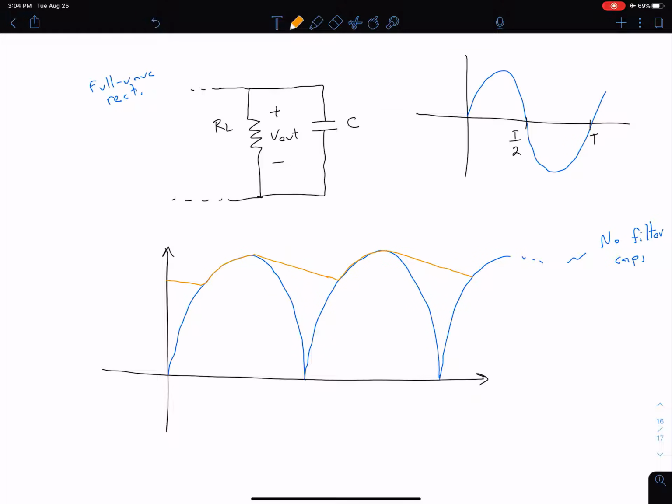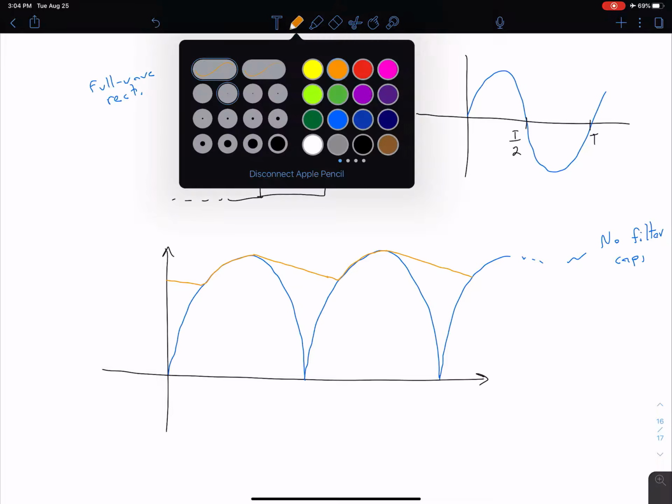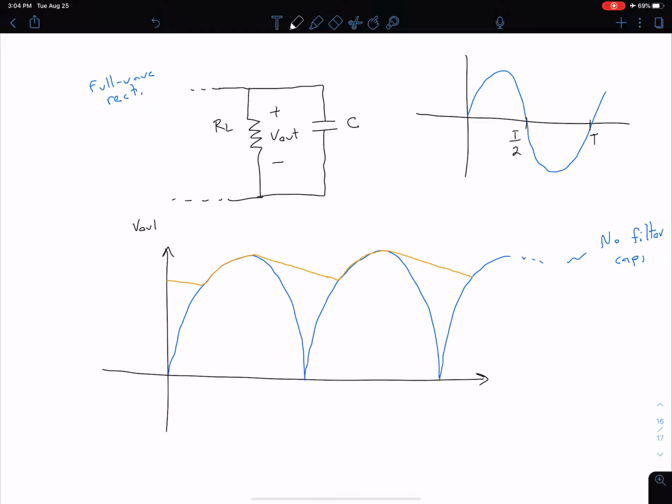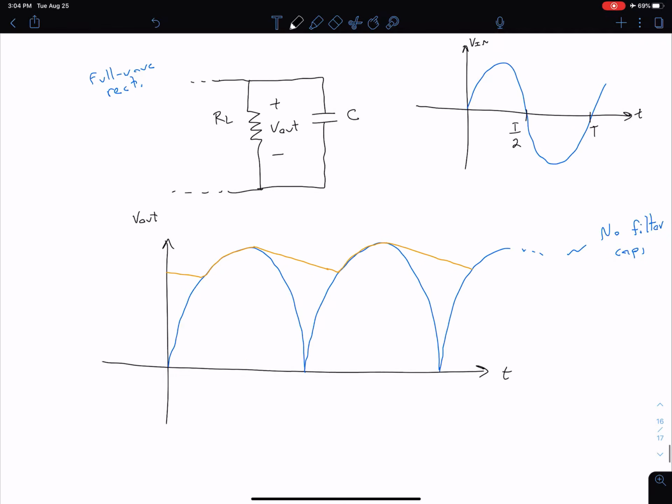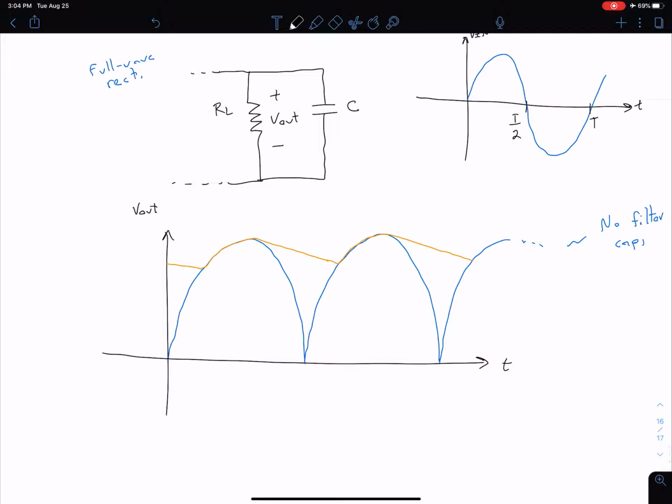So a couple key things to note then. So let me label our plot a little better. So this is our V out. Let's say this is our V in. And in both of these, we have time on our horizontal. So a couple important things that we can label.